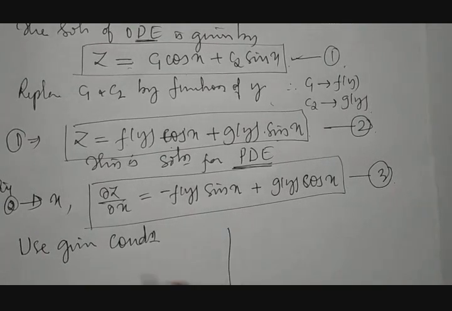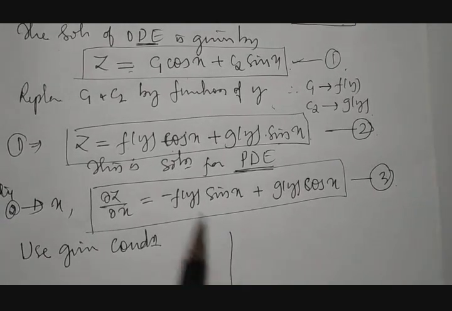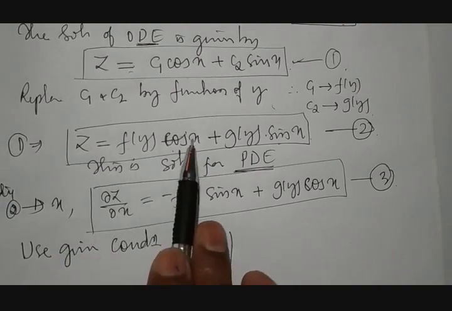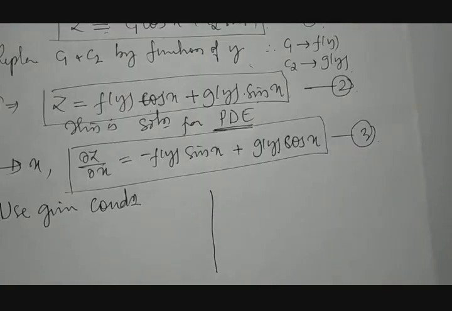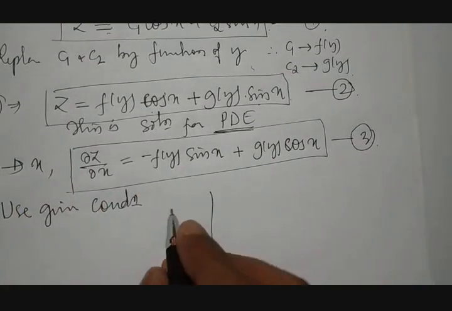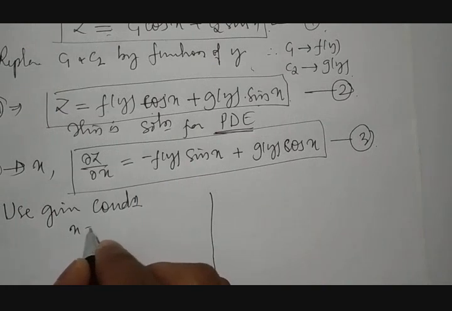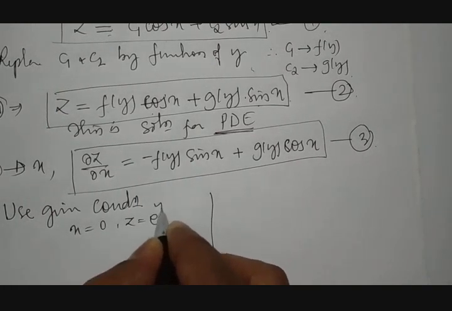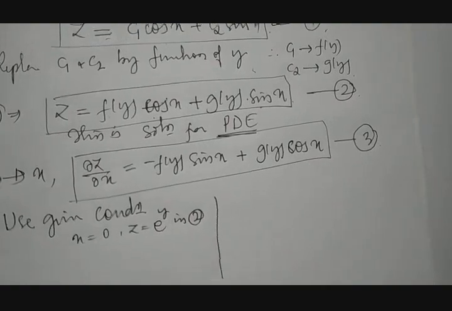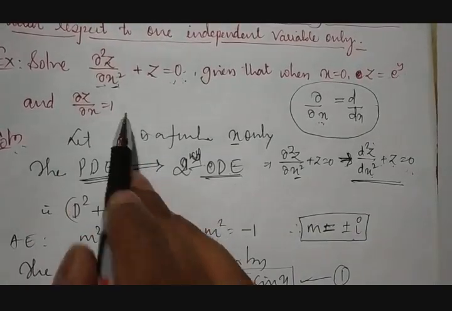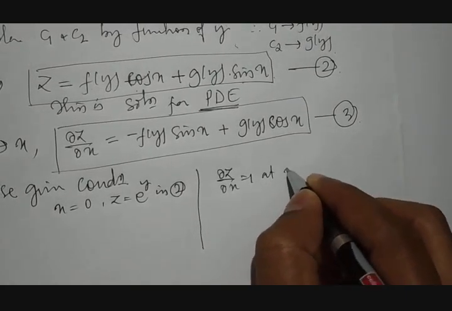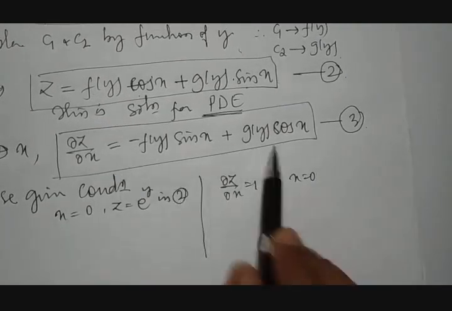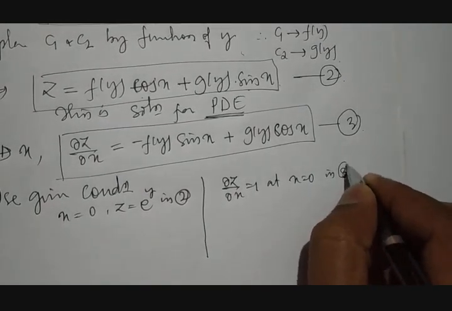Now I want to know what you are going to substitute in equation number 2. In equation number 2, z is there, x is there, y is there. What are the conditions available? x, z and dou z by dou x. So x and z go in equation number 2: we put x is equal to 0 and z is equal to e raised to y. Similarly, we substitute dou z by dou x equal to 1 at x equal to 0 in equation number 3. Let us see what happens now.